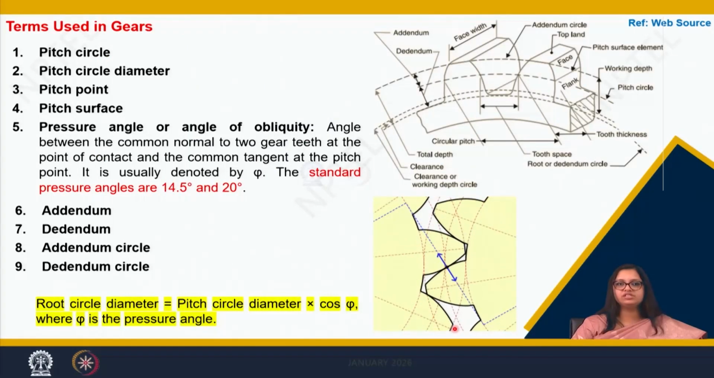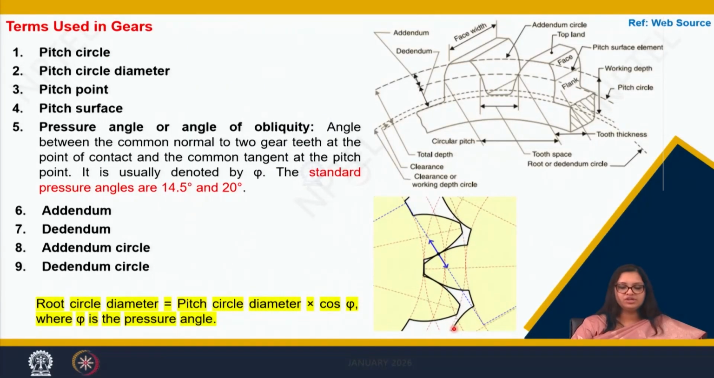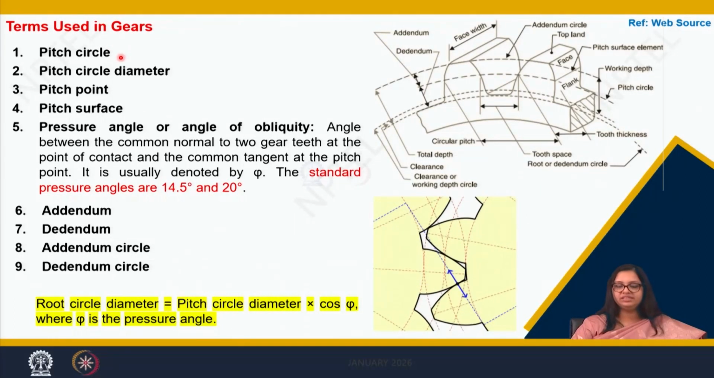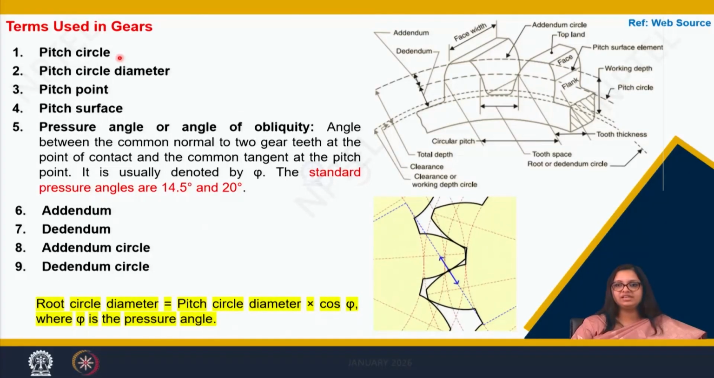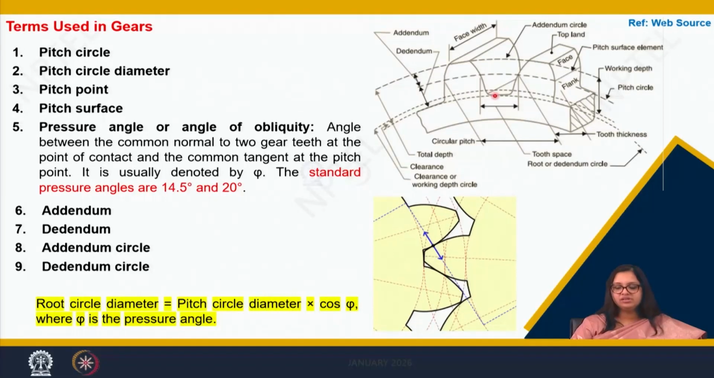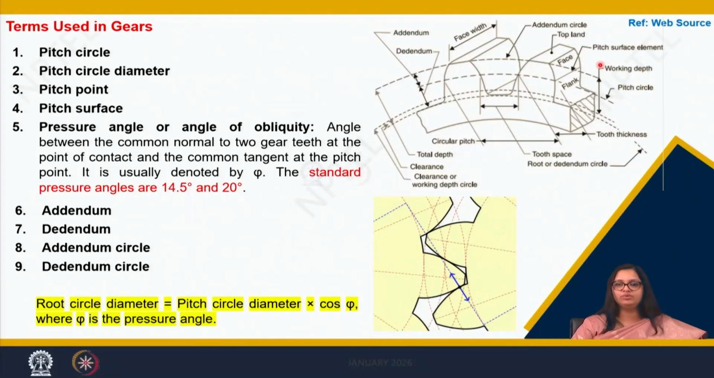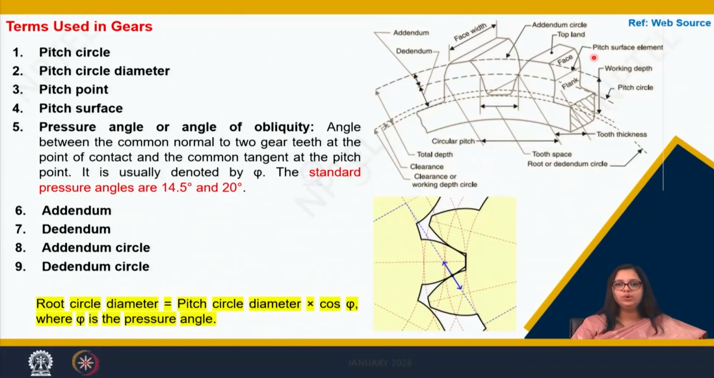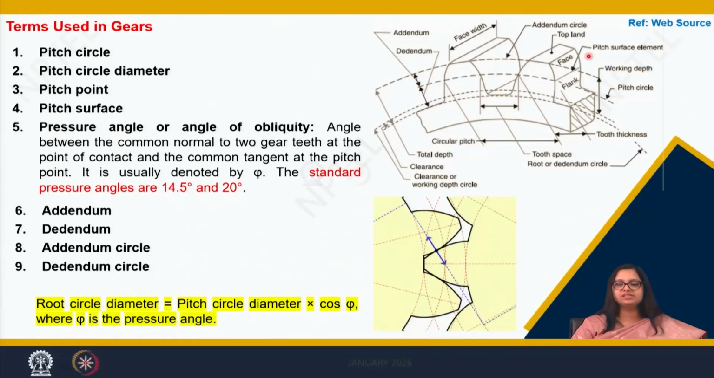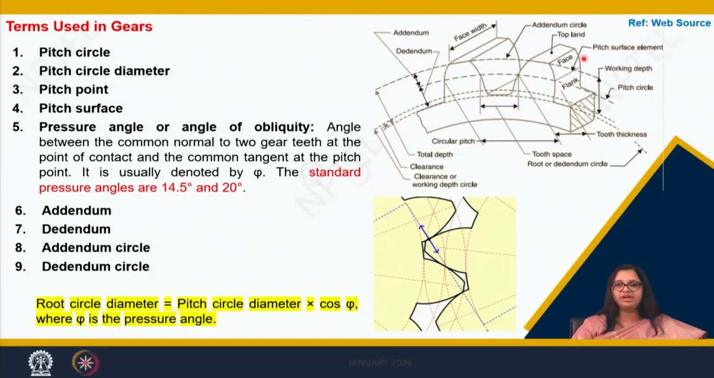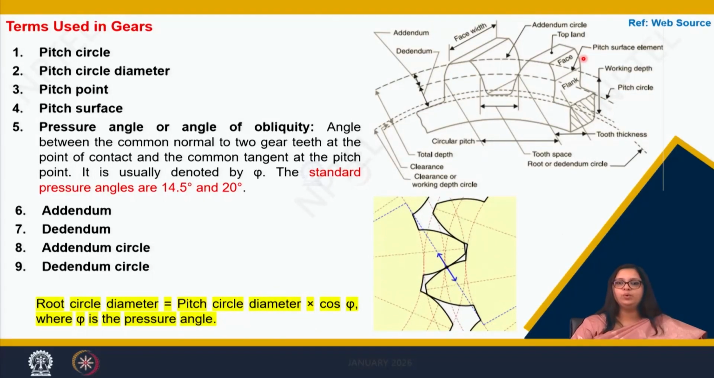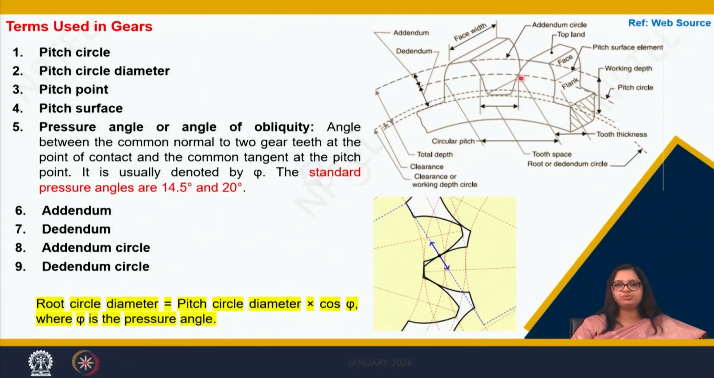Now coming to certain terminologies that are used in gears. The first is the pitch circle. We understand that when there is a gear, the circle which matches with the circle of the other wheel, we call that the pitch circle. Now when these two circles are meeting with each other, they would meet at a single point, which we call the pitch point.